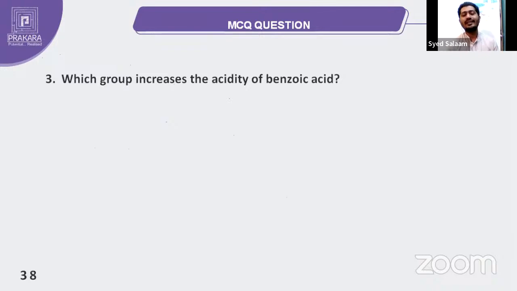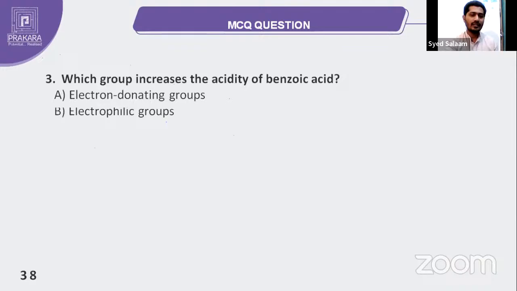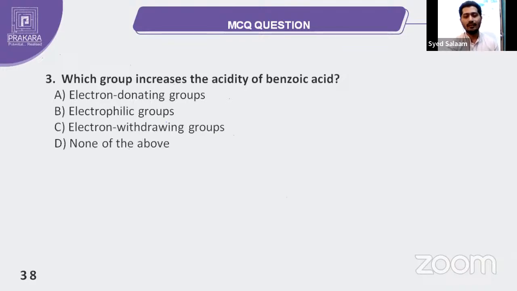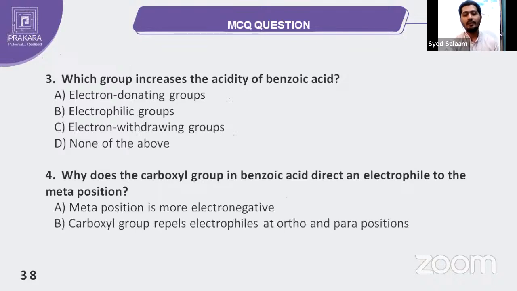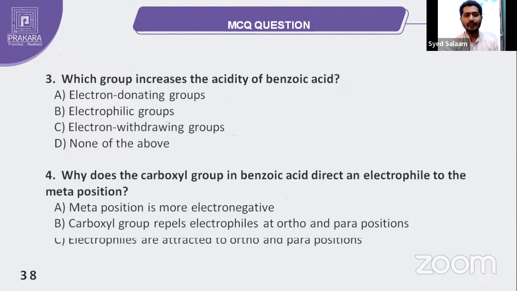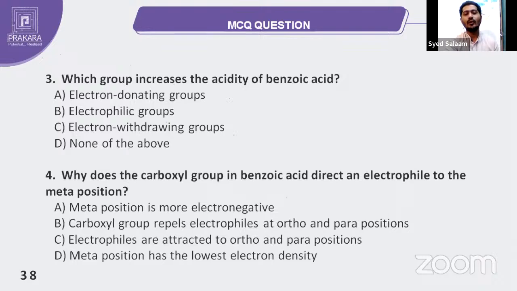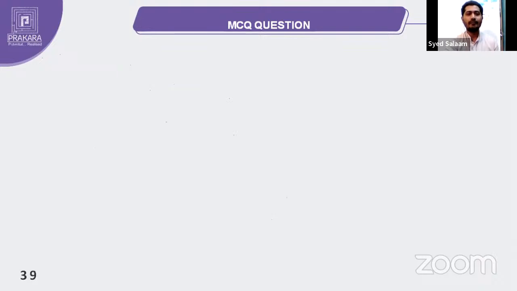Next, which group increases the acidity of benzoic acid? This one I discussed: electron donating, electrophilic, electron withdrawing, or none of the above. What is your answer for that? Next, why does the carboxyl group in benzoic acid direct the electrophile towards the meta position? What is the reason behind it? Meta position is more electronegative and repels electrophiles at ortho and para. Electrophiles are attracted to the ortho and para positions. Or the meta position has the lowest electron density.